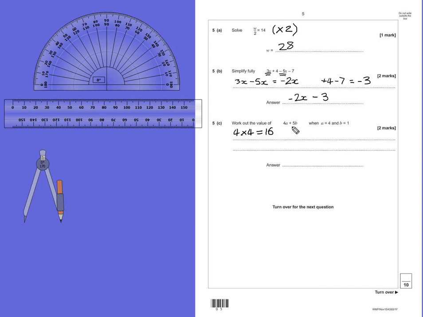Remember, multiply means we've got 4 lots of 4, so 4 times 4 is 16. We're going to add on the result of 5b. 5b's, or 5 ones in this case, so 5 multiplied by 1. 5 ones is 5. So to get our whole answer, we put those two together. 16 add 5 equals 21. So our final answer for this is 21.